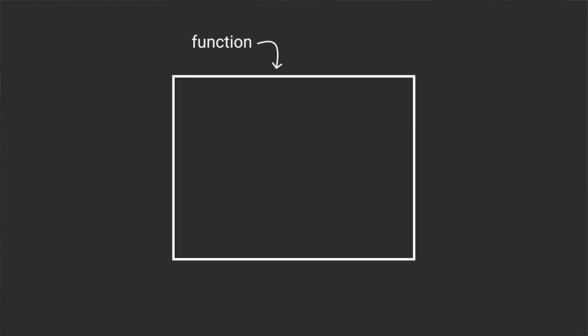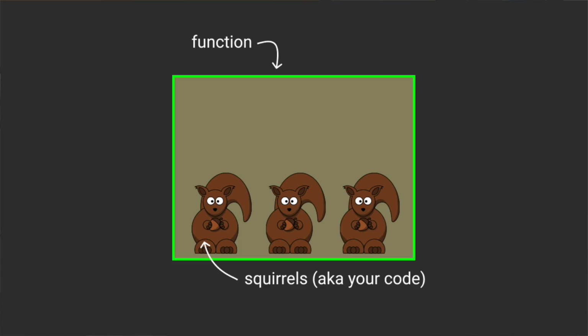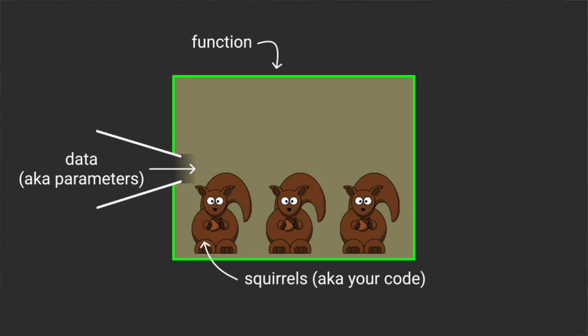So a function is essentially a block of code that only runs when it gets called. I like to think of functions as a box, and calling the box basically activates it and wakes up all the little squirrels inside of the box. That's your code. You can pass data into the function, and these are called parameters. And when you pass in that data and call the function, the squirrels do something with that data, manipulate it, and then at the very end, they can actually return data out of the box.